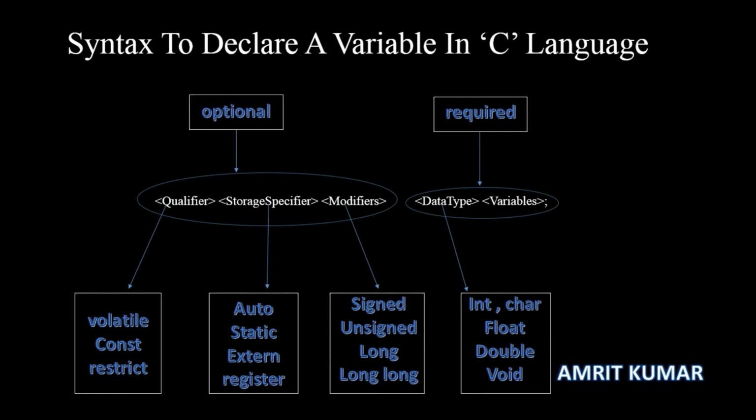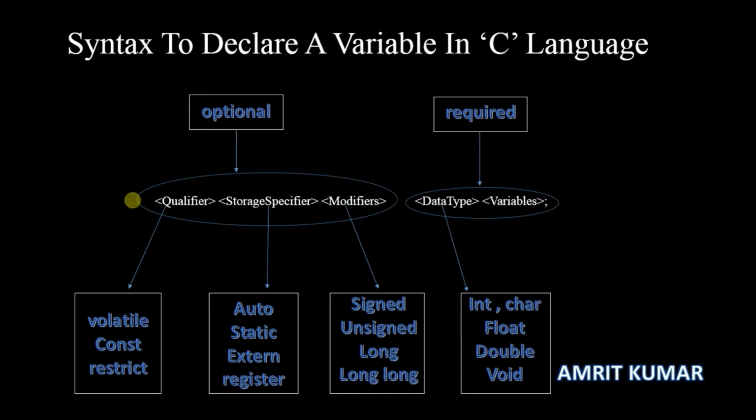So let's look at this. Here you are seeing an optional part, and here you are seeing a required part. These are all optional parts, and these are the required parts, that is, you need to provide this, otherwise your variable is not going to be created in C language. And this is an optional part, which tells us that you can use it or you may not. So what are the optional parts and what are the required parts?